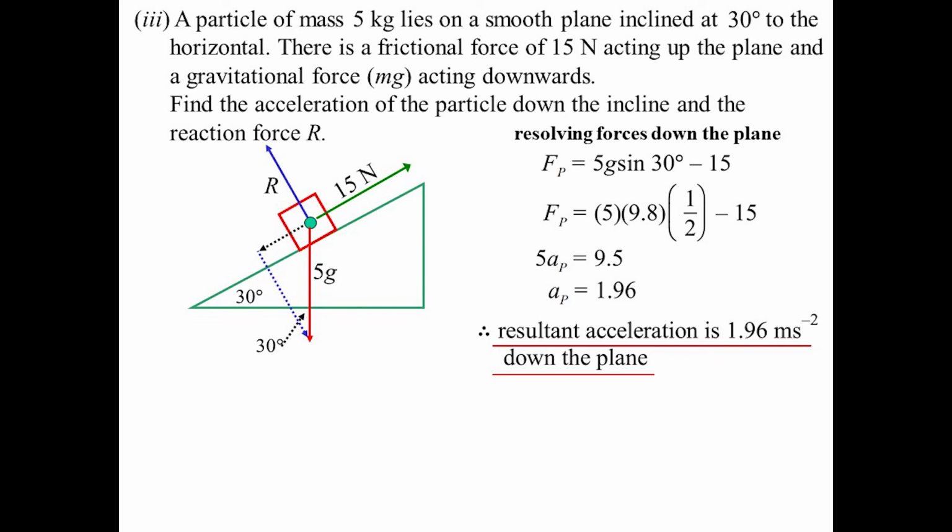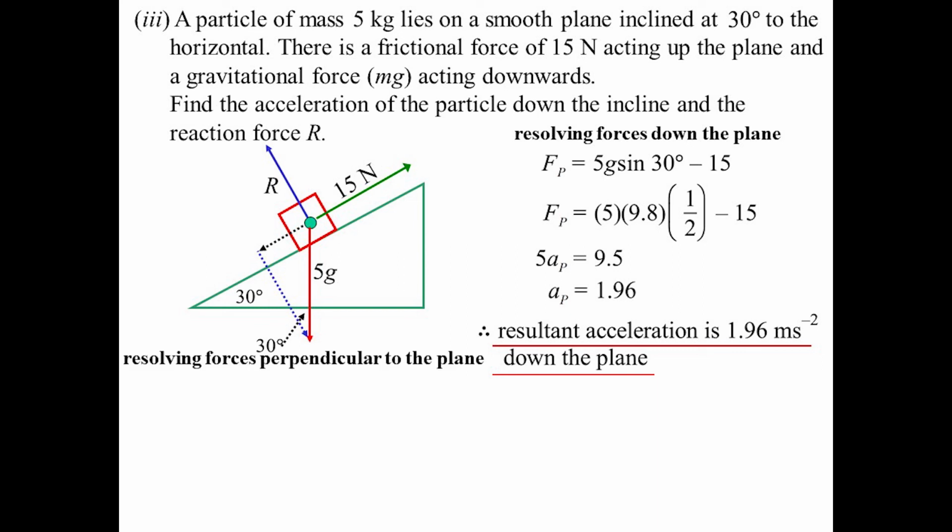I know it's down the plane because I've ended up with a positive number, and we defined going down the plane to be positive. If somehow it turned out to be a negative number, then magically this object would be sliding up the plane. But thank goodness we got positive, because that wouldn't really make sense if we were sliding up the plane. Not without any other forces anyway. Okay. So there's the forces down the plane.